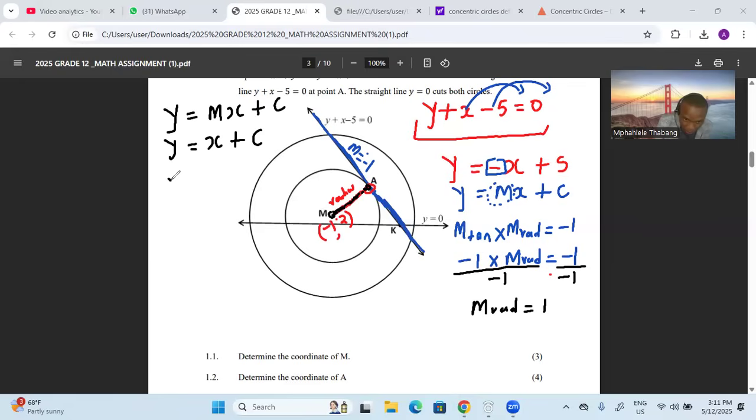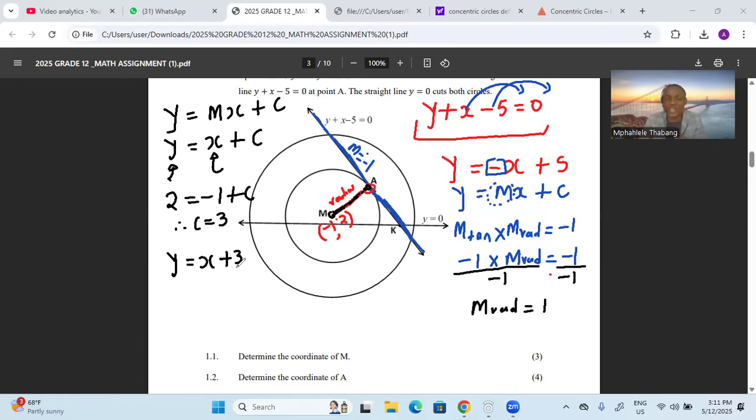So I'm going to substitute y and also x by any point along the line from M to A. And that point is (-1, 2), the center of the circle. So my y is 2, my x is -1, plus c. Therefore, c equals 3. Now, what is the equation of this straight line? It's going to be y equals x plus 3.